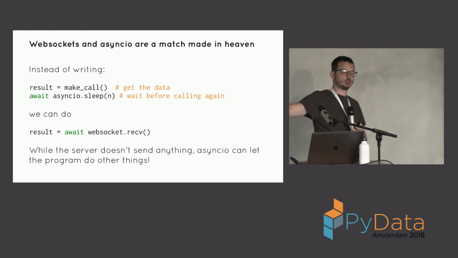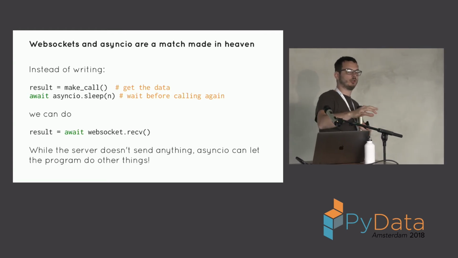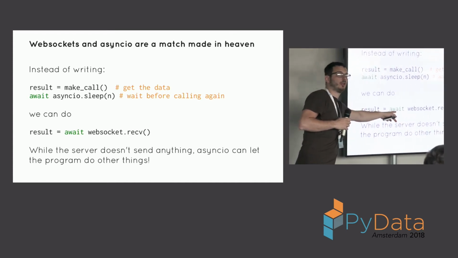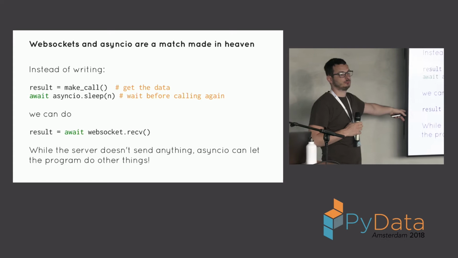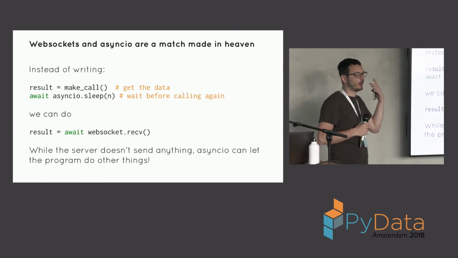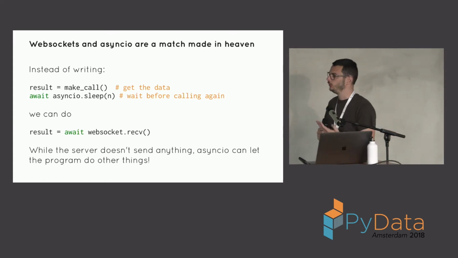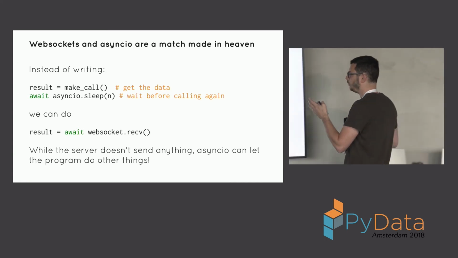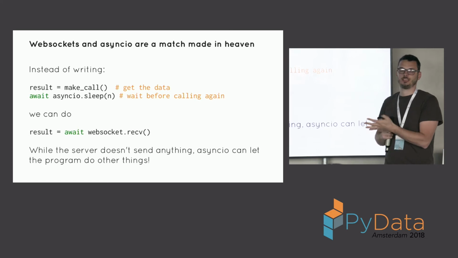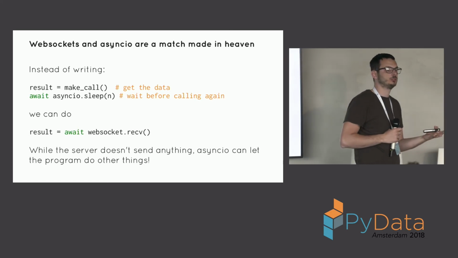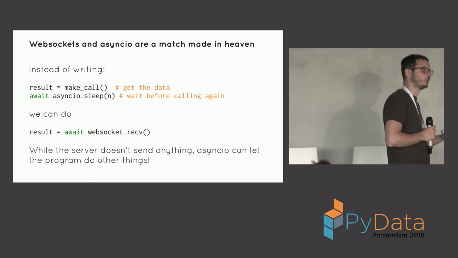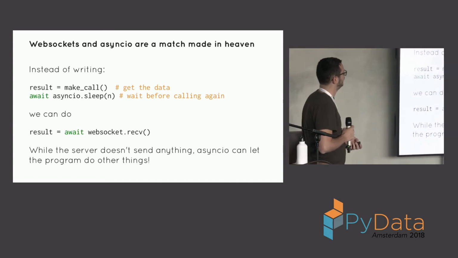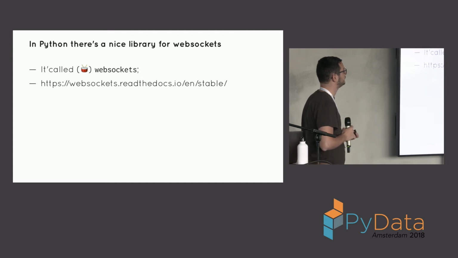And once the server sends some data to my program, the event loop kind of wakes up here, and I can continue the execution. So the WebSockets programming model fits very well with the Asyncio programming model. And again, while the web server doesn't send anything to my program, it is free to do other things. For example, process data from another exchange, do other fancy stuff, or insert into a database.